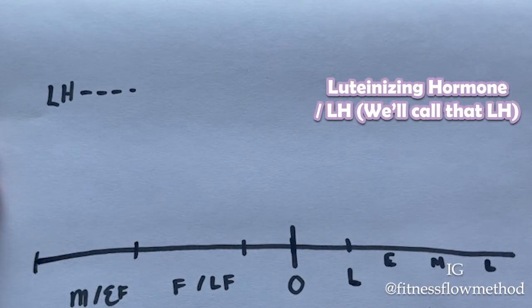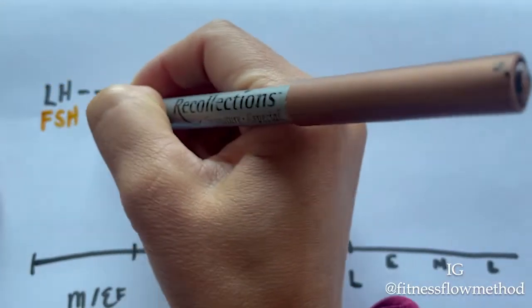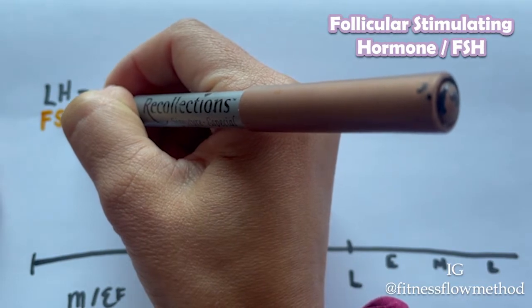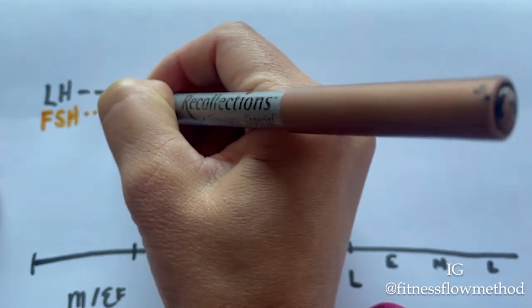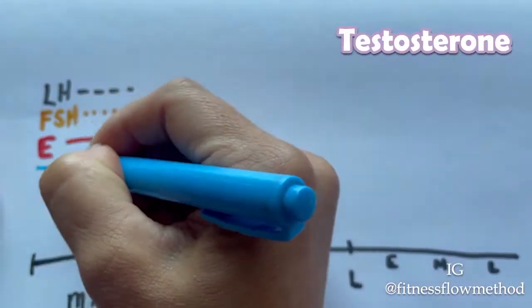There are 5 important hormones that control the cycle, and they are luteinizing hormone, LH, that's what we'll call that, and we'll do a dashed line for that one. We have follicular stimulating hormone, FSH, a dotted line for that one. Estrogen, we'll do a solid line for that one. Testosterone and progesterone. The menstrual cycle is really an orchestra of the brain and the ovaries communicating.